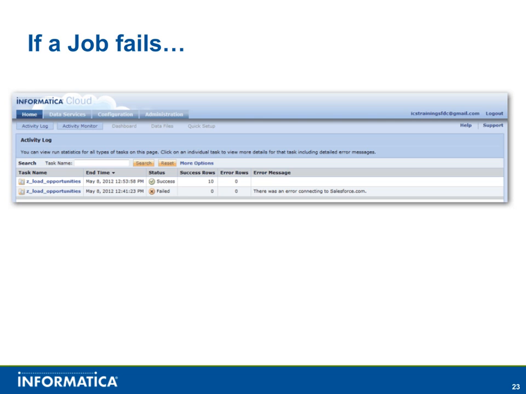If a job fails, you can check the error message column. In some cases, the error message will be descriptive enough that you will immediately know what the problem is. If the error message doesn't provide enough information for you to determine the problem right away, you can click on the task name to open the Job Details window.